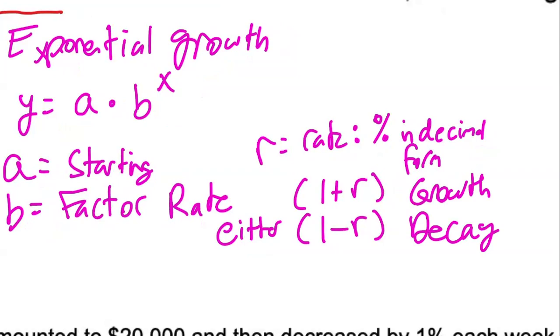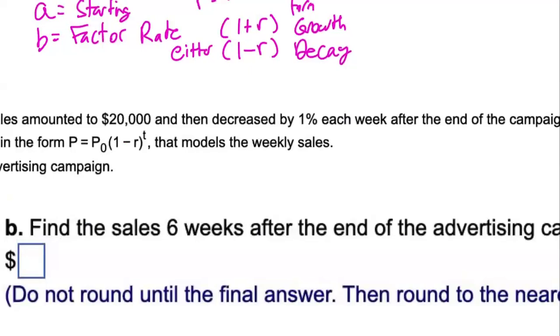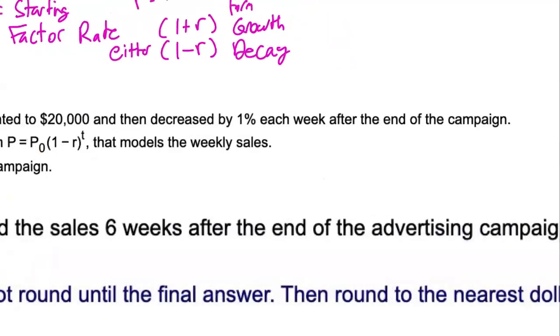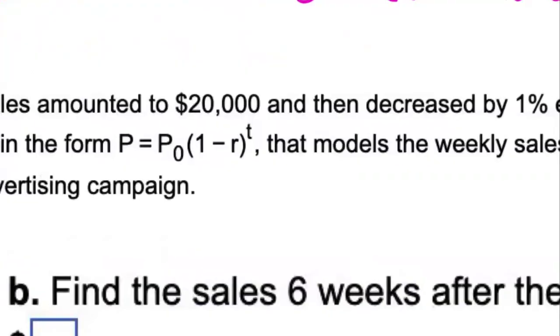Okay, let's move on to the next one. For number 4, there's 2 parts. It says, at the end of the advertising campaign, weekly sales amounted to $20,000 and then decreased by 1% each week after the end of the campaign. My apologies, it says $20,000. Write an equation of the exponential function in the form of P equals P naught parentheses 1 minus r to the power of t that models the weekly sales.